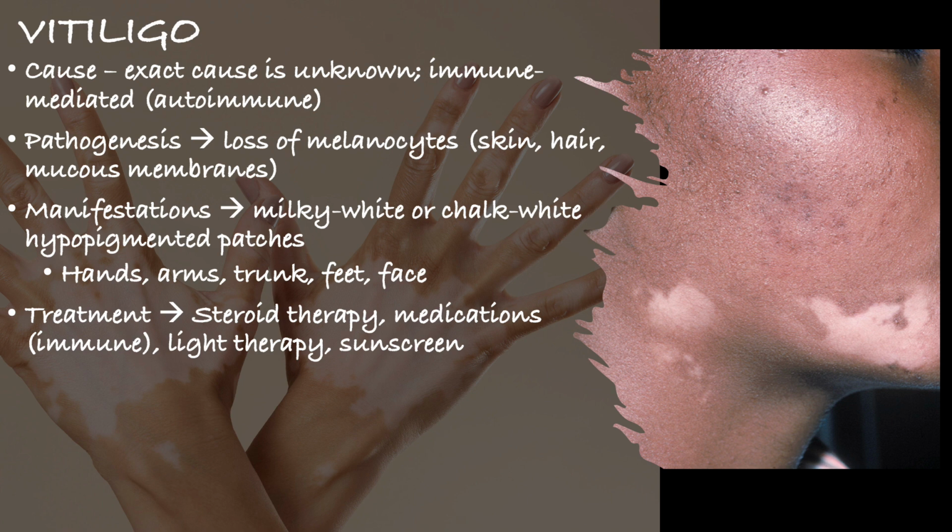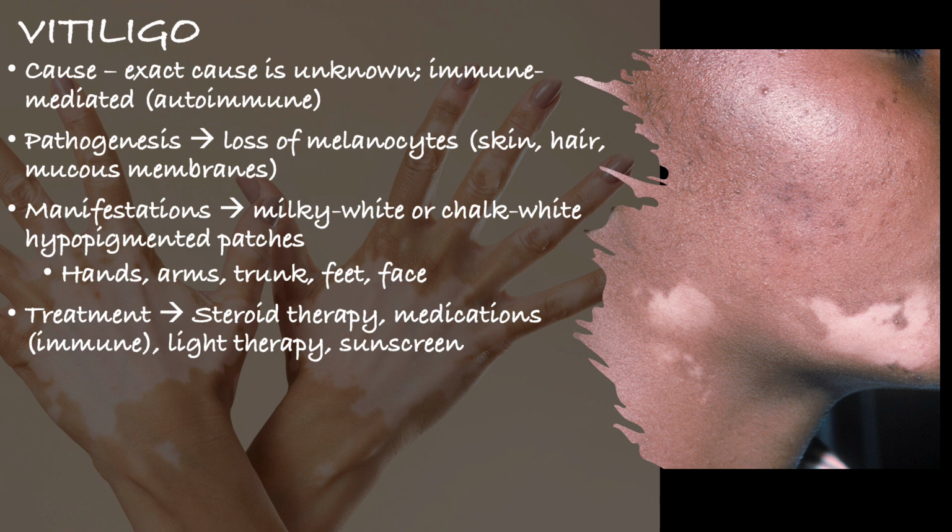hypopigmented patches. You can see it's a lot lighter than their regular skin tone. We're going to see this in hands, arms, trunk, feet, and face. So these are the common areas we're going to see vitiligo. And treatment will be steroid therapy, immune medications.